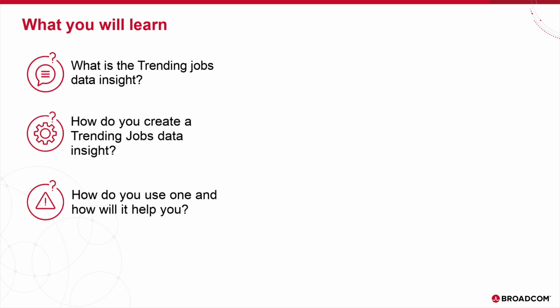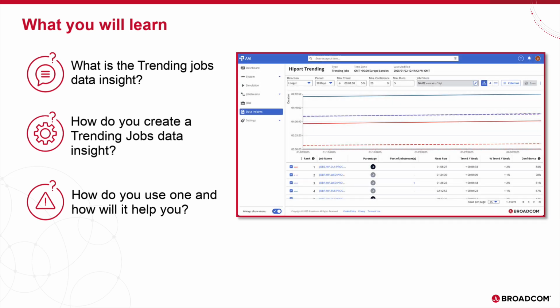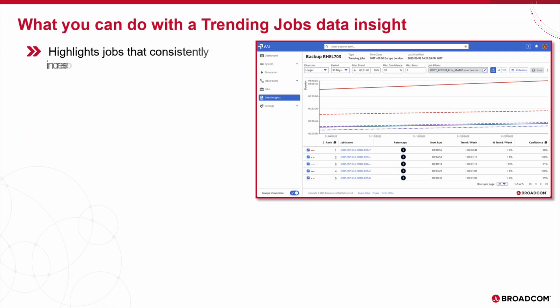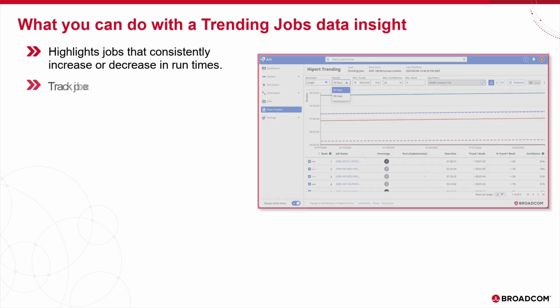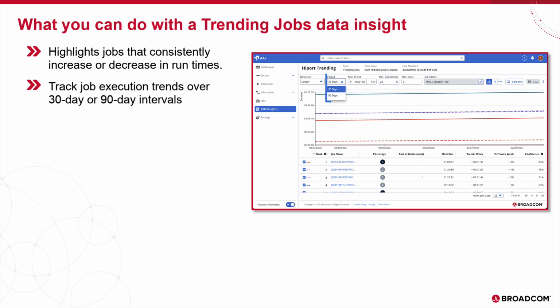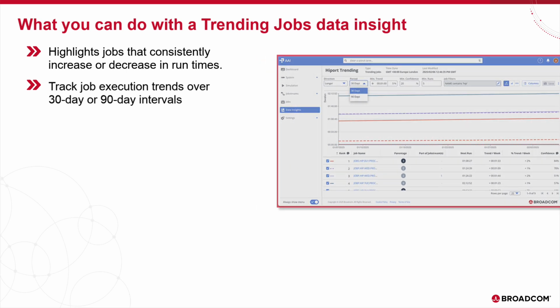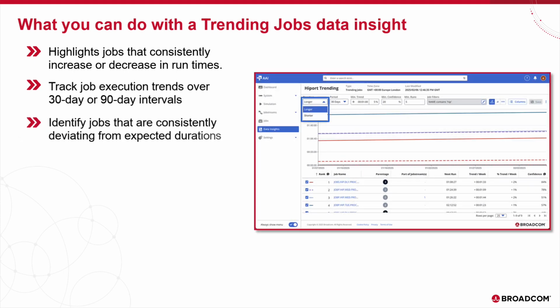Before we dive into the scenarios, let's first understand what you can do with a trending jobs data insight. The trending jobs data insight highlights jobs that demonstrate a consistent increase or decrease in runtime over a time interval. With a trending jobs data insight, you can track job execution trends over a 30-day or 90-day interval to detect recurring inefficiencies. Identify jobs that are consistently deviating from their expected execution time and proactively resolve inefficiencies.